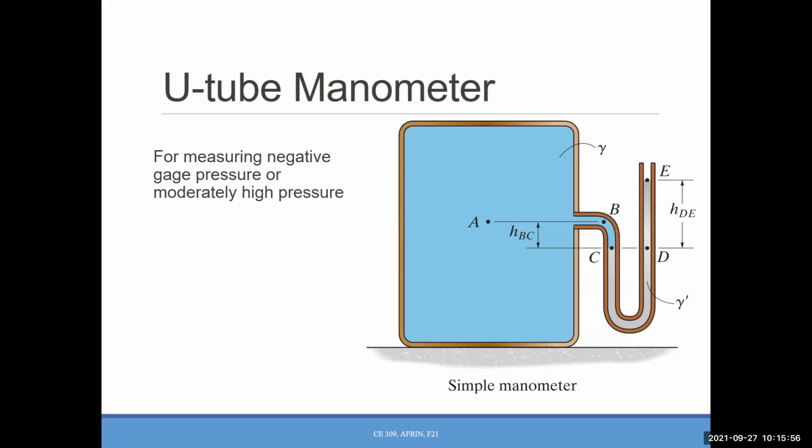So that time the U-tube manometer can help. It can measure the negative gauge pressure and moderately high pressure, not very high pressure. It can measure the moderately high pressure.